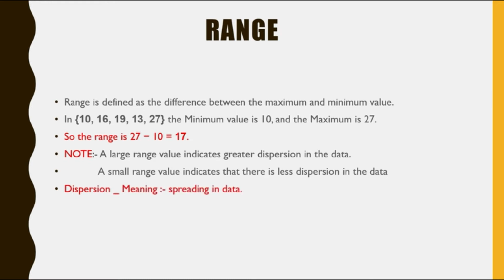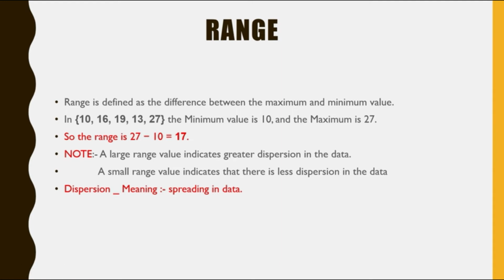Now one question comes to your mind: what do you mean by dispersion? If you are a beginner, you should know what dispersion means, but if you have already learned statistics, then you are familiar with the word dispersion. Dispersion means spreading in data, like in your data set 10, 16, 19, 13 and 27. That is the variation: 10 to 16, 16 to 19, 19 to 13, 13 to 27. This is the spreading of your data. So it is simply the meaning of spreading of data.